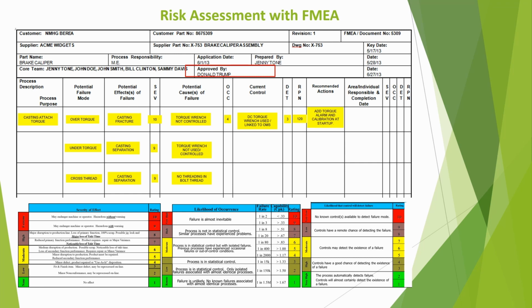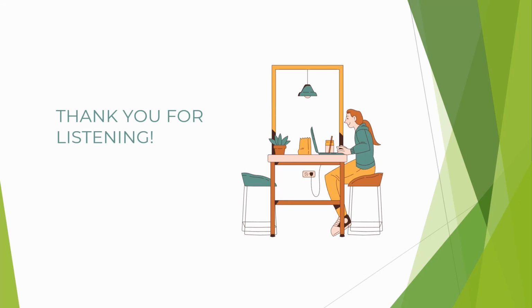Addition of a torque alarm and calibration at startup is the recommended action taken to reduce the severity, occurrence and detection for the over torque. By implementing the selected action, the RPN is reduced to 20. By following these steps, organizations can systematically identify and mitigate potential failure modes, improve reliability, and enhance overall performance. Thank you for listening.